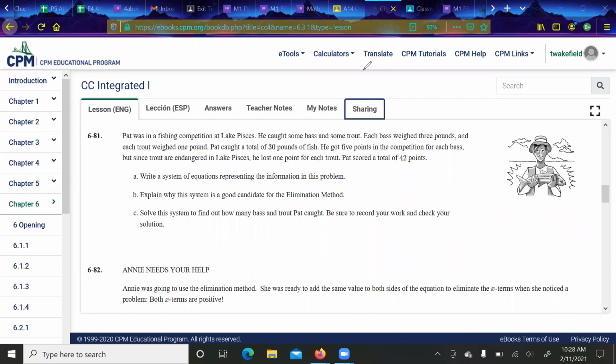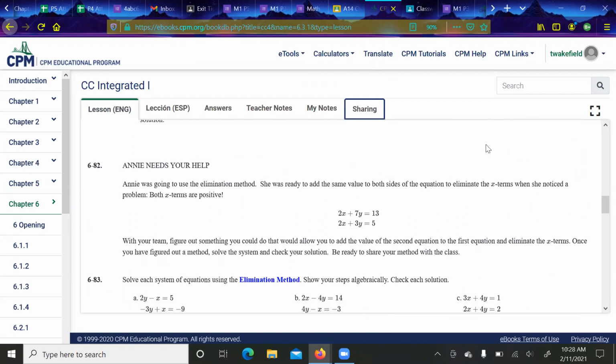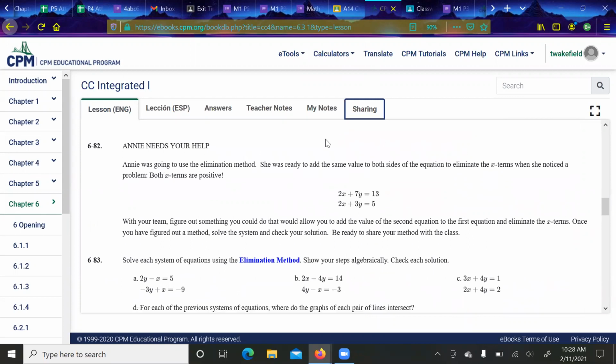Good job, guys. Let's go to 82 here. Is 82 one of the ones we're doing? Yeah. Annie needs your help. Annie was going to use the elimination method. She was ready to add the same value to both sides of the equation to eliminate the x terms. When she noticed there's a problem, both of the x's are positive. Okay. Is there something we can do to make this solvable?